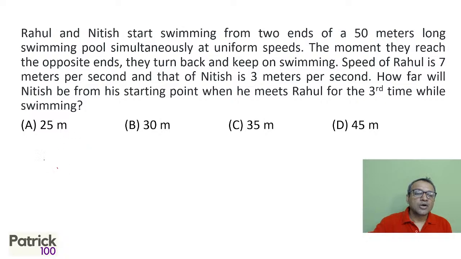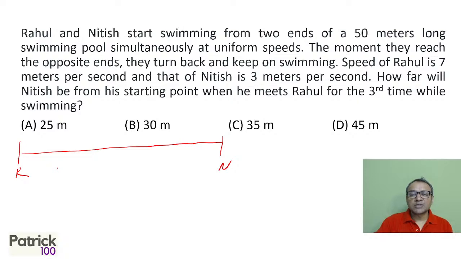Rahul and Nitish start running on a 50 meter track from the two ends. Say Rahul is from this end, Nitish is from this end. Speed of Rahul is 7 meters per second and that of Nitish is 3 meters per second. How far will Nitish be from the starting point when he meets Rahul for the third time?